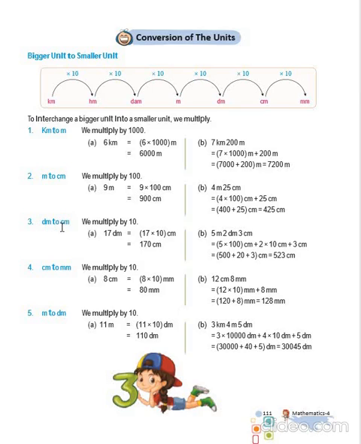dm to centimeters is done by multiplying by 10. So it will be 17 into 10 centimeters, that is 170 centimeters. Centimeters to millimeters by multiplying by 10. 8 centimeters is equal to 80 millimeters. Meters to dm by multiplying by 10. It will be 11 into 10 dm, that is 110 dm.